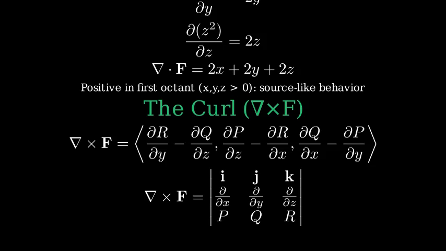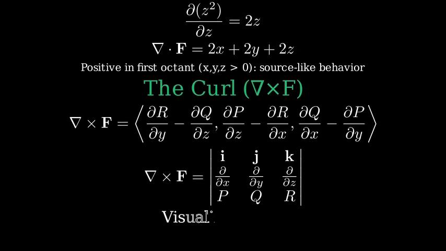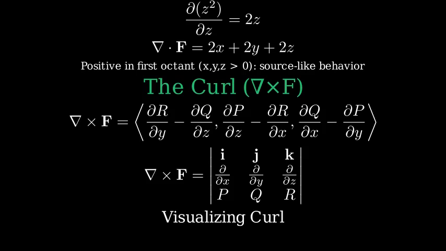Let's visualize what curl means physically. The curl at a point measures the tendency of the vector field to rotate around that point. It gives both the axis of rotation, the direction of the curl vector, and the magnitude of rotation.